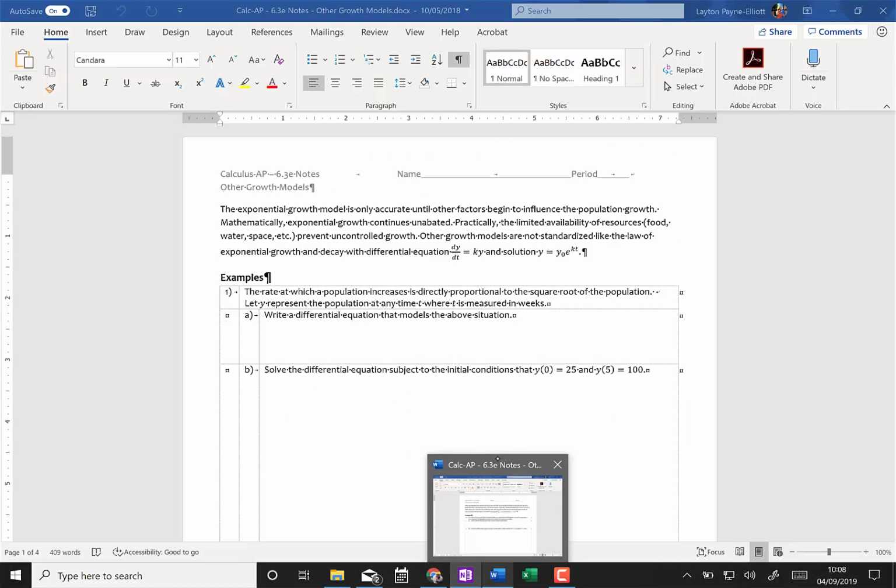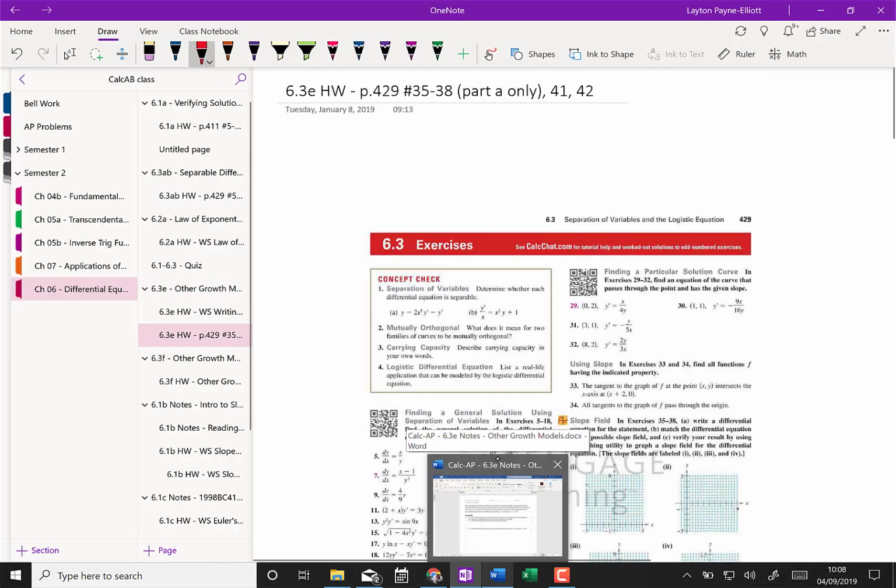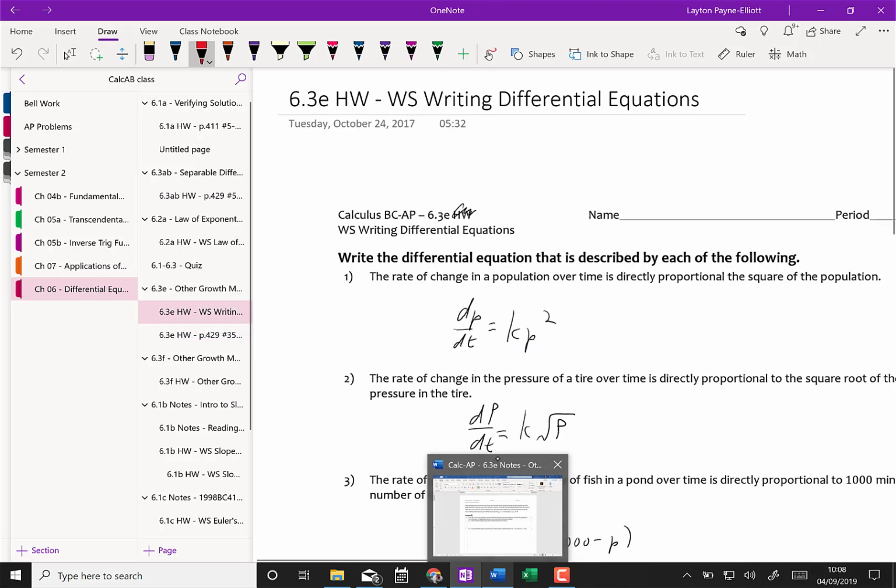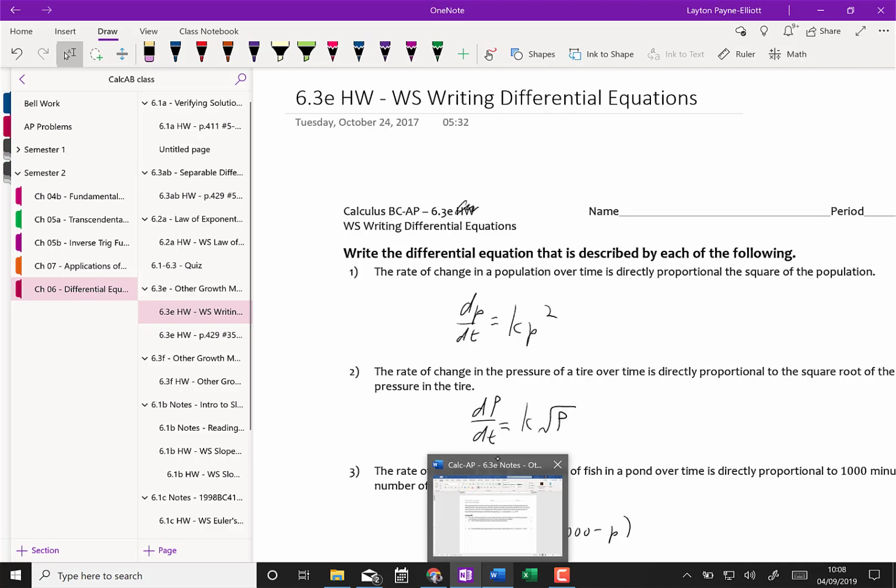That's it. Your homework is both a worksheet and a book part. So at least in 2019, the book part was this, and the worksheet is this. And that worksheet should be a quick one to do. We're done.